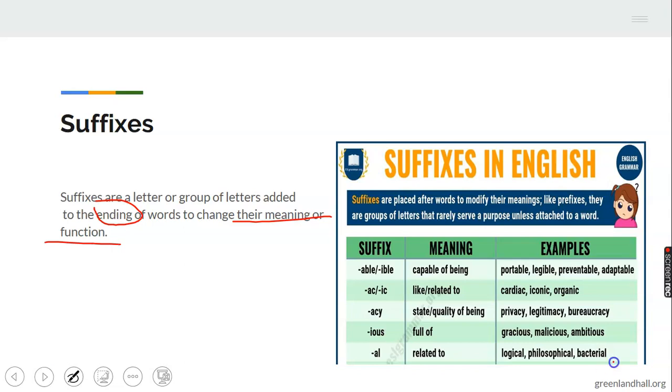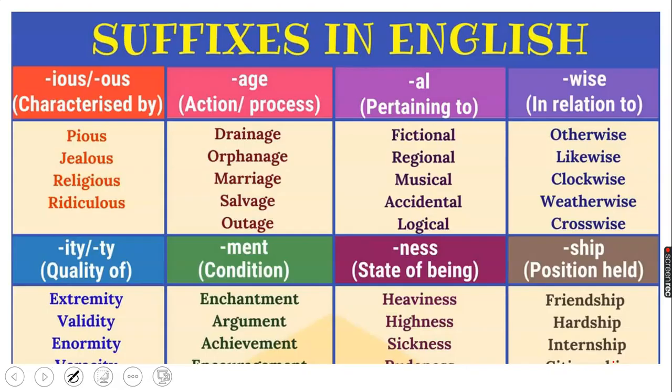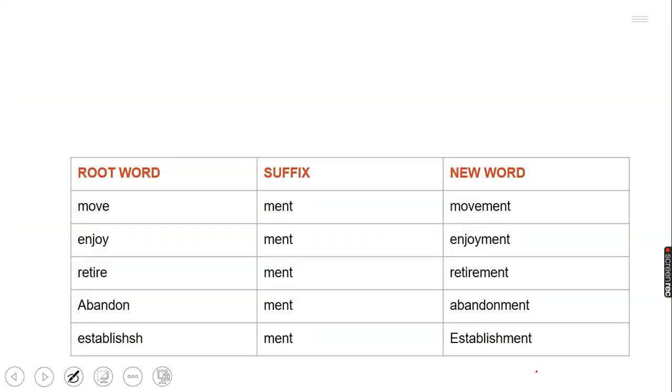Talking about al at the end of the word, the root word. Now we have a lot of suffixes here as well. We have ious or ous, age, al, wise, ette or et, ment, nurse, ship. You can go through the words in your spare time. I'm trying to run because of my time. Look at the words under each of those suffixes. Sorry.